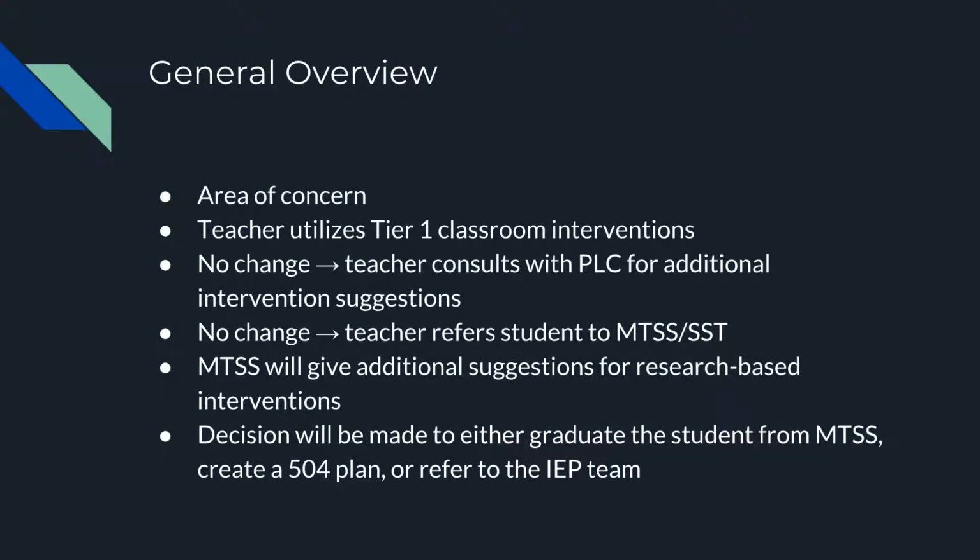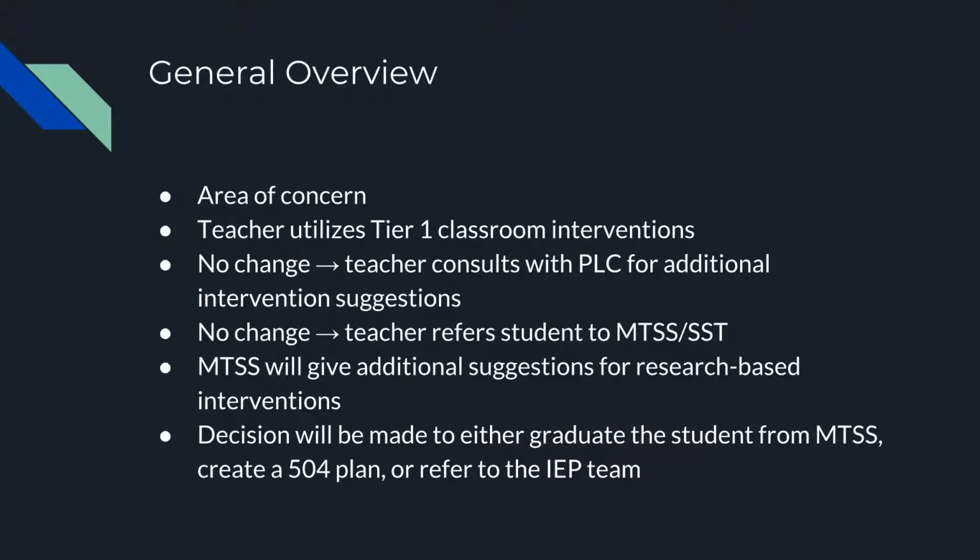So first, a teacher notices an area of concern in a student. So notices that a child may need a little extra help or a little extra support in a certain area. They will respond to this by using Tier 1 classroom interventions to try to address that area of concern. These interventions need to be done for 4 weeks, and they need to be documented and data needs to be collected. If after that 4 weeks you notice that there's an improvement in the area of concern, that is awesome. Make sure that you keep doing what you're doing because it's working and the student is improving.